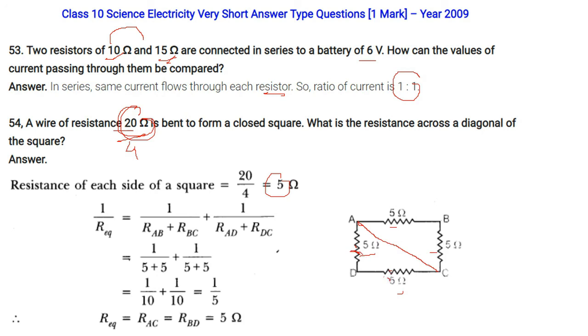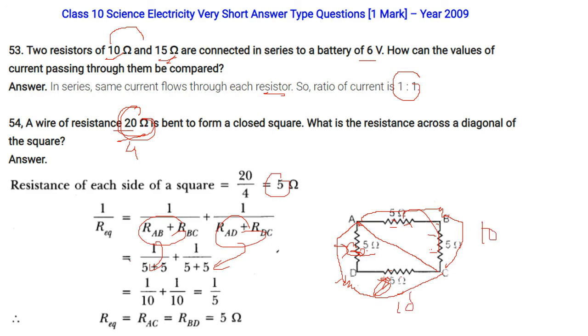And now these two are in series, sorry, this and this are in series. So we get one resistance combined here, and these two are in series, so we get one resistance combined here, and now these two will be in parallel. So this 5 plus 5 is 10, and this 5 plus 5 is 10, and now this 10 and this 10 are parallel. So 1 by R equivalent will be equal to 1 by 10 plus 1 by 10, which gives you R equal to 5 ohm.